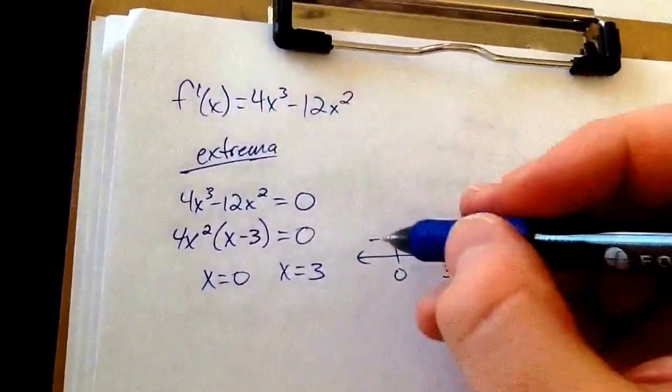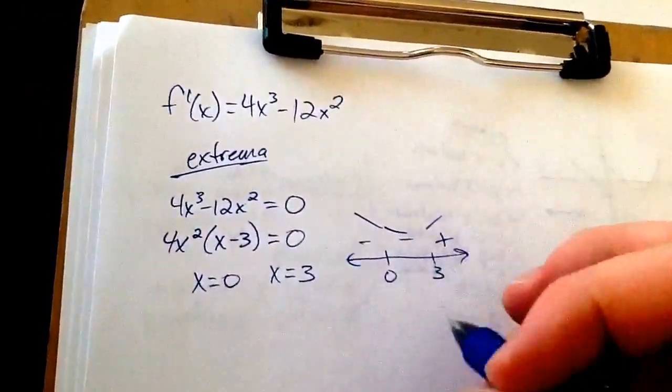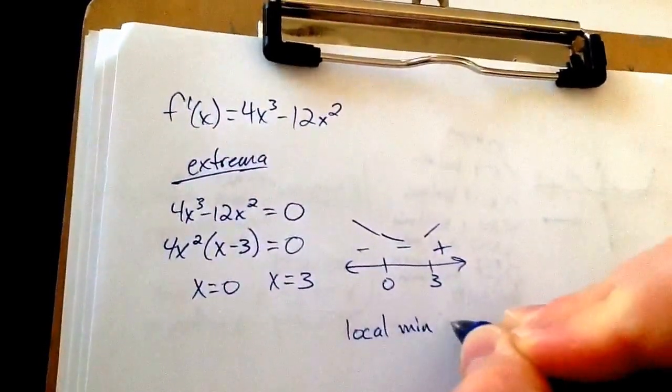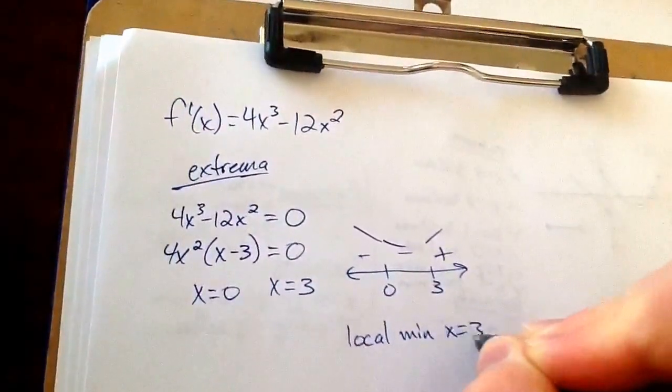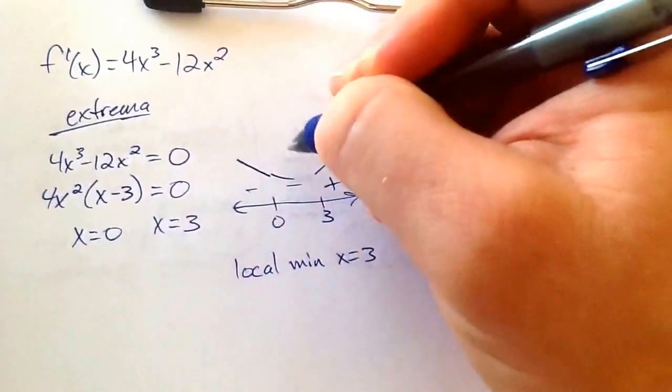Okay, so now we got negative, negative again, and then positive. So there we got a local min at x equals 3. Right? Well, this sign chart's going to really help us. Like, we're already kind of drawing the graph, right?